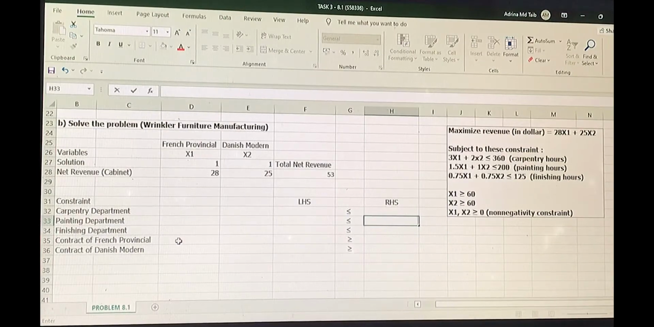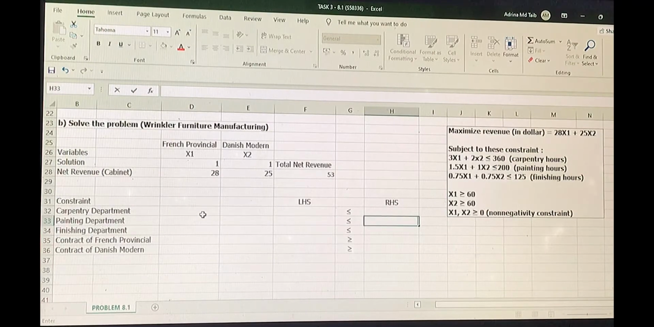We continue with the constraints. We have constraint 1, carpentry department, painting department, finishing department, contract of French Provincial, and contract of Danish Modern. Over here we put the LHS, which stands for left hand side, and the RHS, which stands for right hand side. Between the two sides we put the less than or equal symbol for these three constraints, and the greater than or equal symbol for these two constraints.